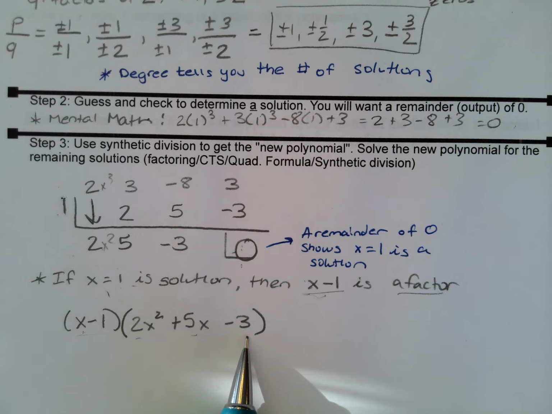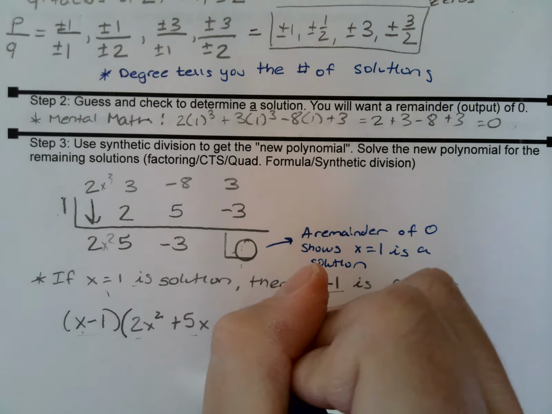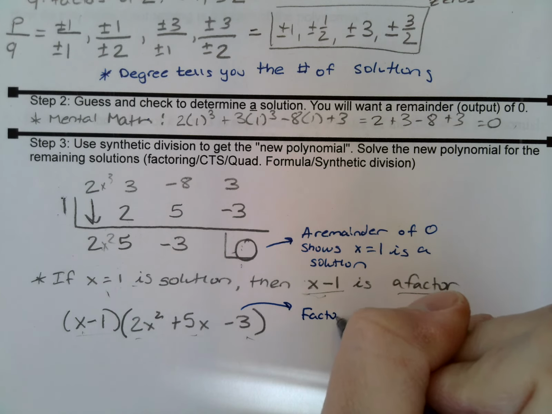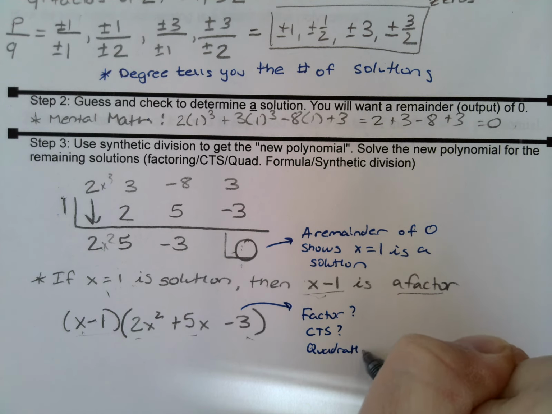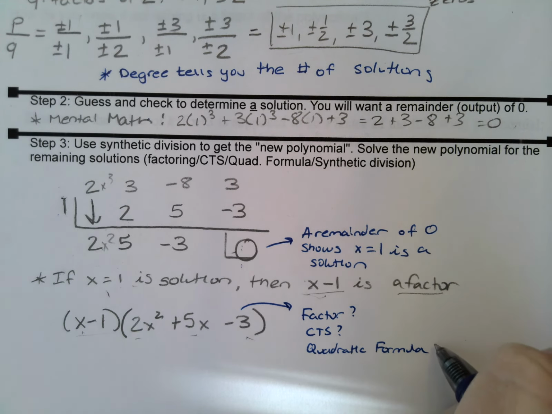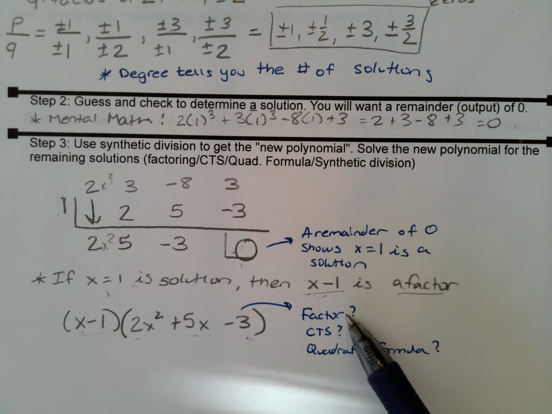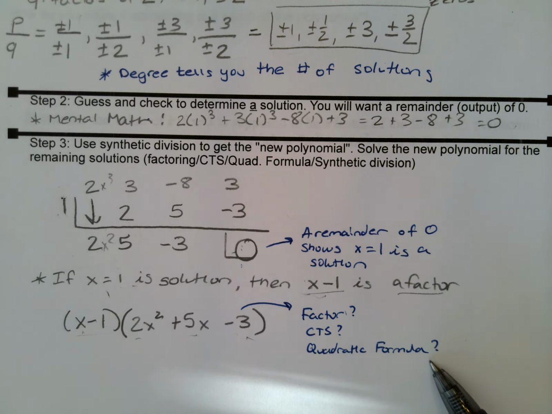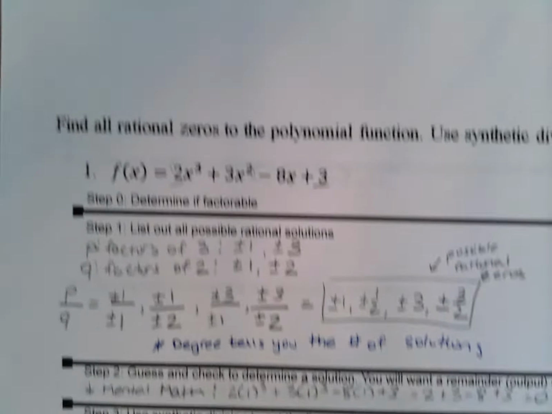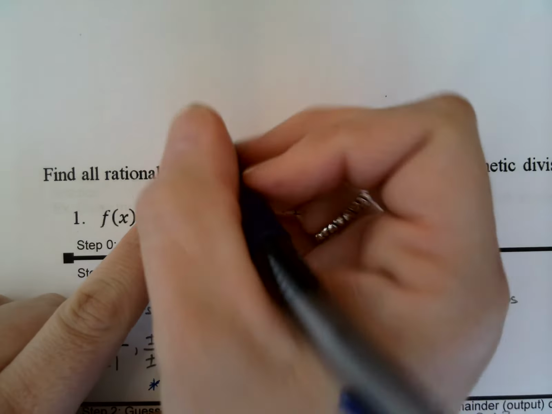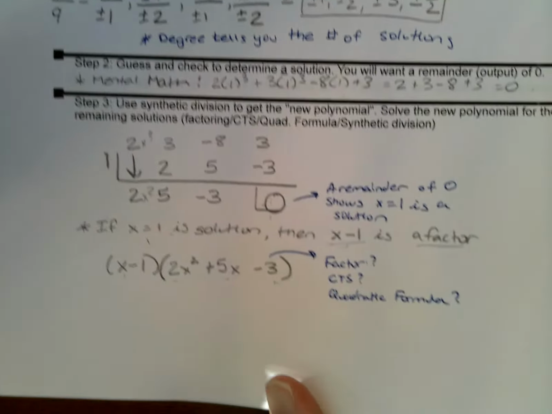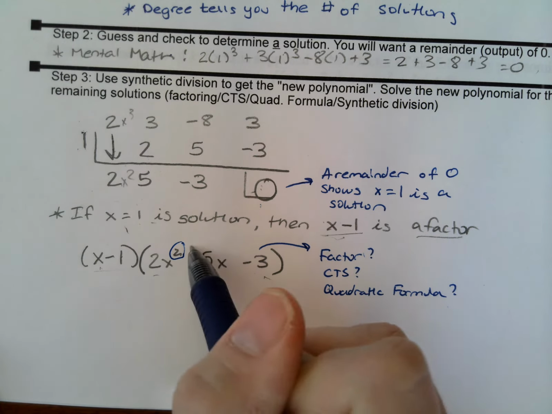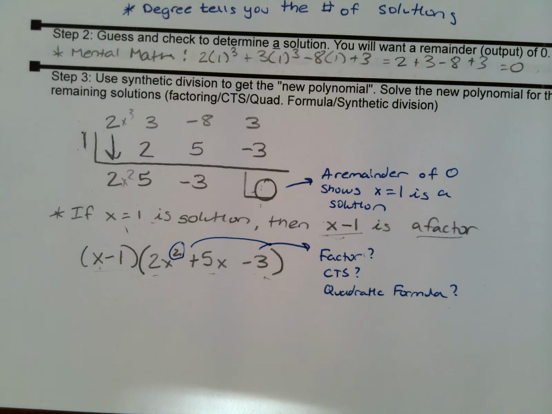Now with this new polynomial, I need to see, does it factor, or do I use completing the square, or the quadratic formula? If it doesn't factor, you use completing the square. If you don't want to do completing the square, use the quadratic formula. Because it says in the instructions to find all the zeros, that means find all the solutions to the polynomial. Once we get down to a quadratic, those are the ways to solve a quadratic.